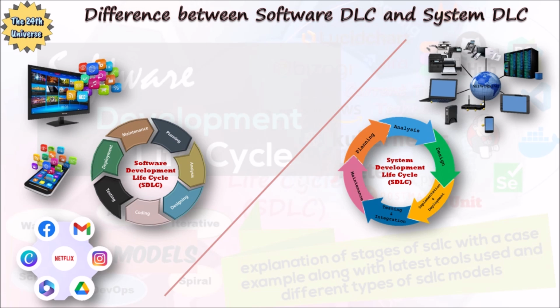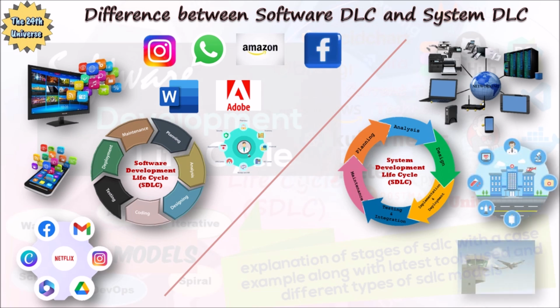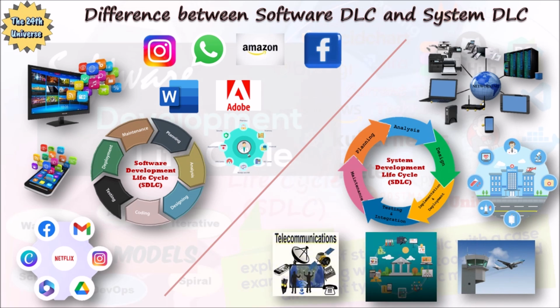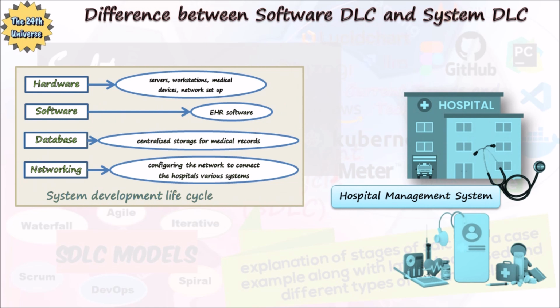Software development lifecycle examples are mobile apps such as Instagram, WhatsApp, web apps such as Amazon, Facebook, and desktop apps such as Microsoft Word, Adobe Photoshop, healthcare management software, etc. System development lifecycle examples are hospital management system, air traffic control system, banking system, telecommunication systems, etc. From this, it is accurate to say that the software development lifecycle can be considered a sub-process of the system development lifecycle.